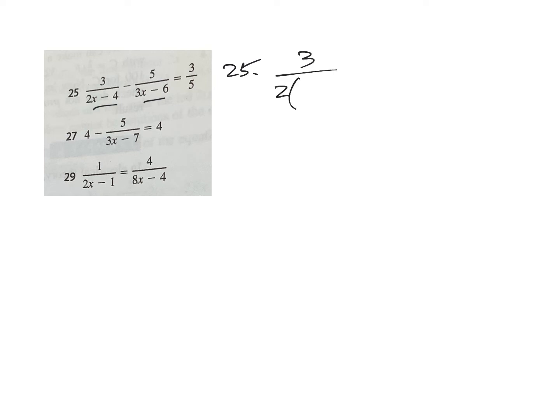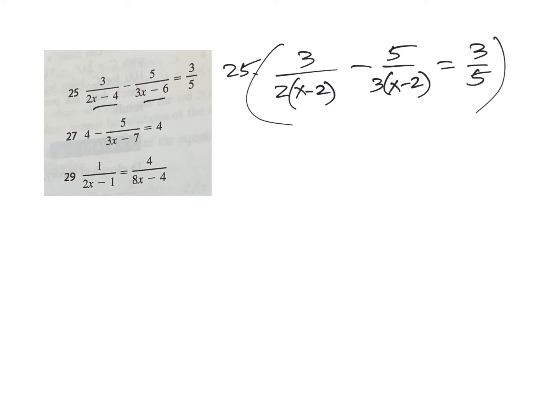I'm going to go ahead and factor the 2 out, and you get x minus 2. Factor the 3 out, and you get what? Hey, x minus 2, look at that. And we have 3 over 5. So what is our common denominator that we're going to multiply everything by? If we multiply everything by the common denominator, your denominators are gone.